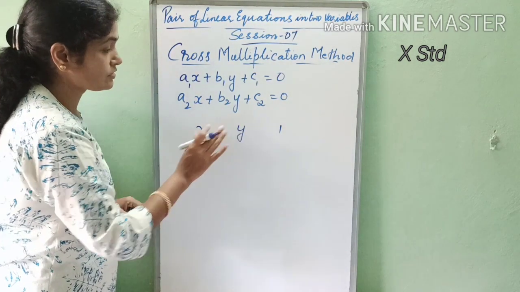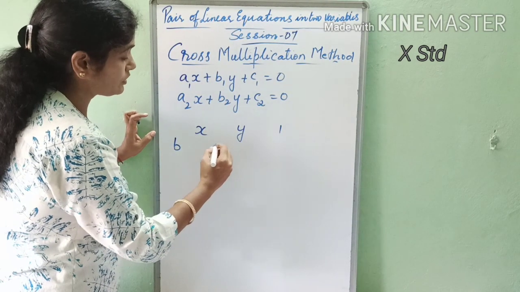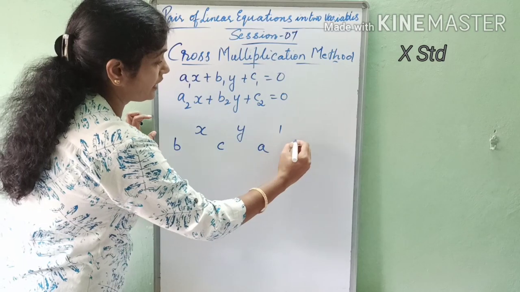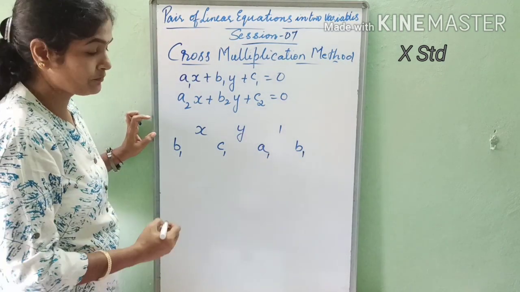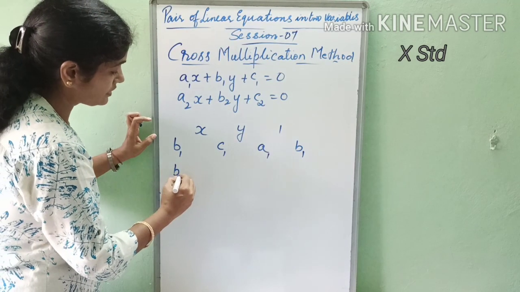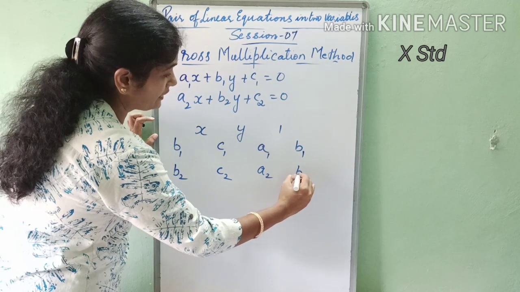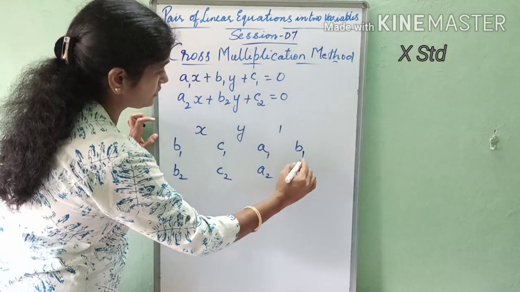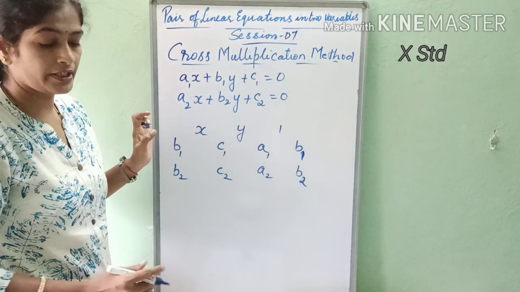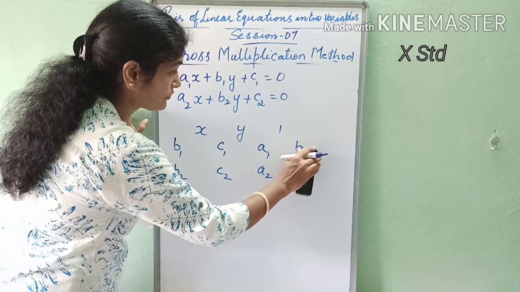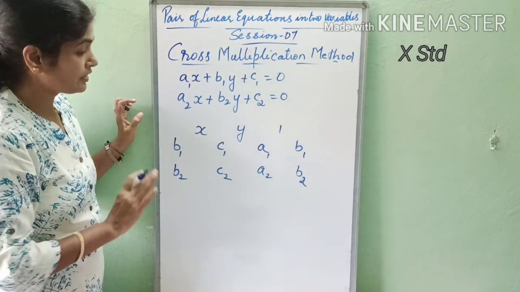Once this is done, now we will write the coefficients of x, y and the constant in a particular pattern. Okay, we will write x, y and 1 here. Then in between, b, c, a, b. That is b1, c1, a1, b1. Below this we are writing b2, c2, a2 and b2. This is 1, this is 2. Fine. This way we are going to write.